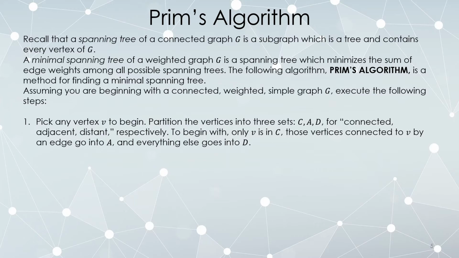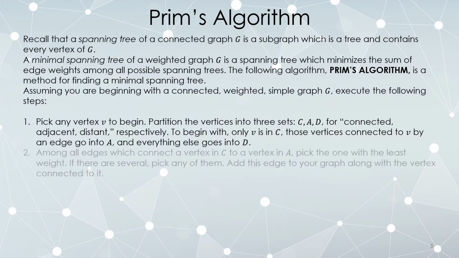So you've got your one connected vertex, whatever happens to be connected to it are adjacent, and everything else is considered distant. Okay, we're refining our notion of distance to three very broad categories: stuff I've already used, stuff that's adjacent to it, and stuff that is far away.